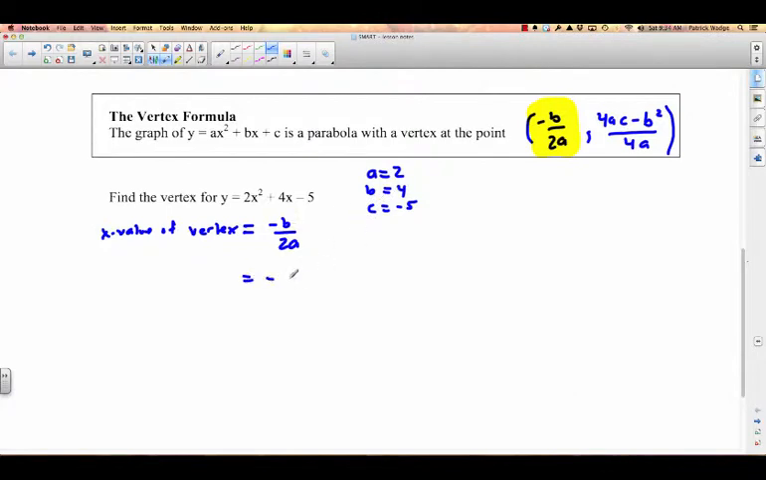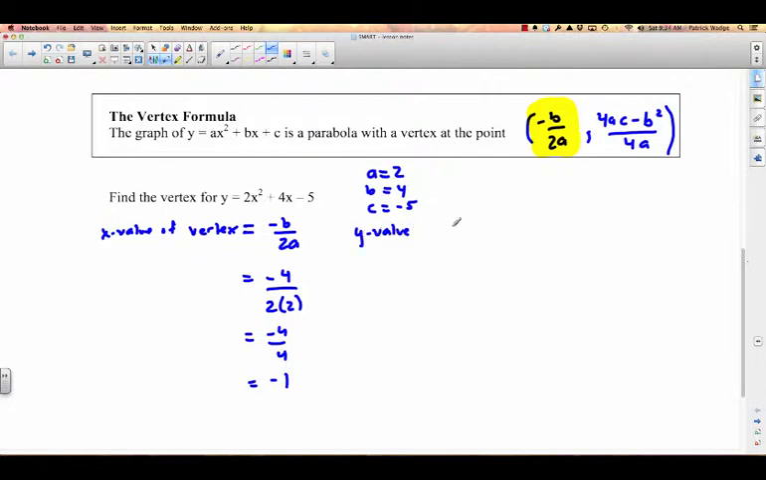Negative b, b is 4, so negative 4 over 2 times a, and a is 2. So I get negative 4 over 2 times 2 is 4, which means I get negative 1. Okay, there you go. I know in my vertex that the x value is negative 1. I do not need to complete the square or anything. I know that already. To get the y value, there are two ways you could do it.